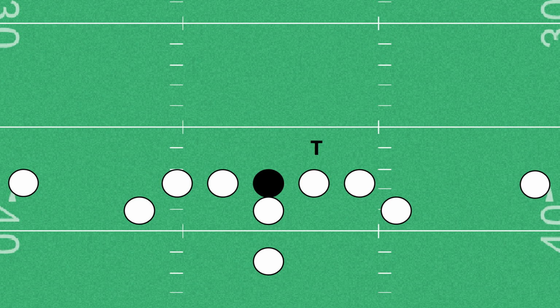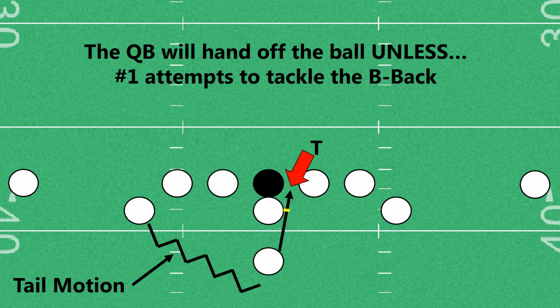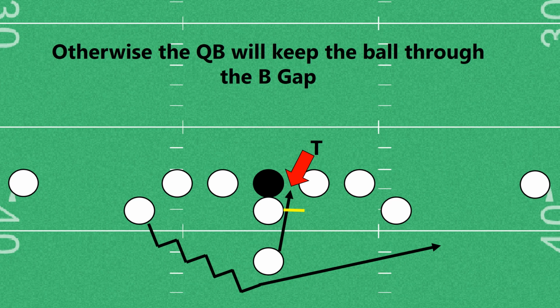So we'll bring up our base formation. In order to make it look similar to inside veer, we've got our A back going into tail motion. And on the snap of the ball, the quarterback is going to hand off the ball to the running back 100% of the time unless that read comes down on the running back and attempts to tackle him. If that happens, then the quarterback is going to pull the ball and go through the B gap that was originally occupied by the read.